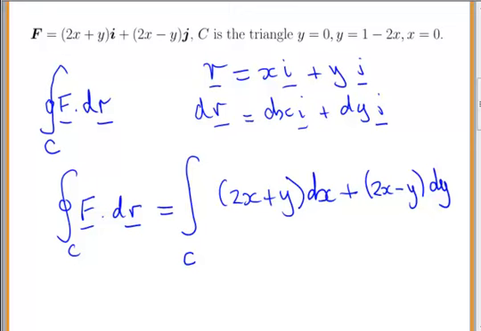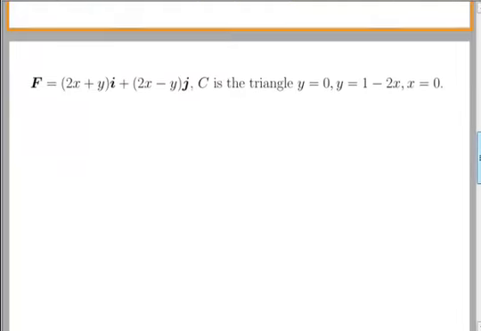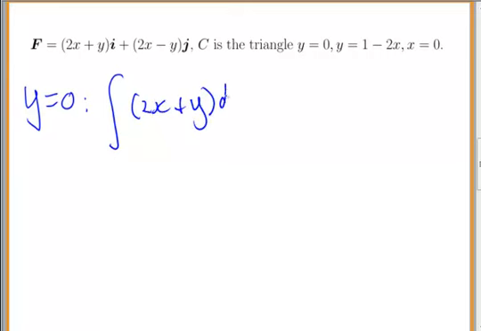And because we've got a triangle bounded by 3 lines, we're going to take the calculation in 3 bits, each corresponding to one of the lines. So the first line we'll take is y equals 0. So what we're looking at is along the line y equals 0, the integral of (2x plus y) dx plus (2x minus y) dy.